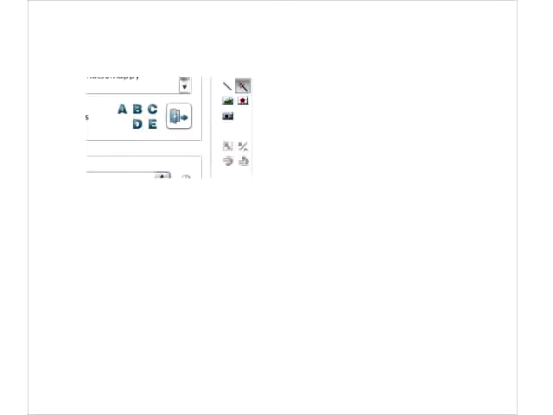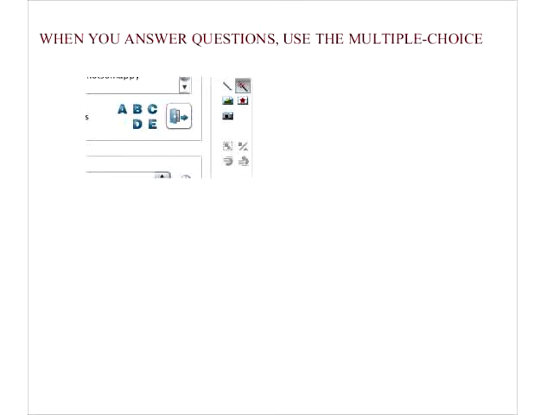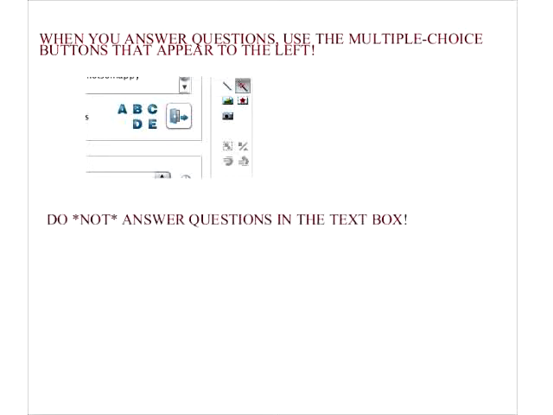What you should see is this. Okay, when you answer questions, again, please, please, please, use the multiple choice buttons that appear to the left. Please do not answer the questions in the text box so that we don't have everybody seeing your answer and having an unfair situation. Multiple choice buttons, A, B, C, D, E, smiley face if you see that.